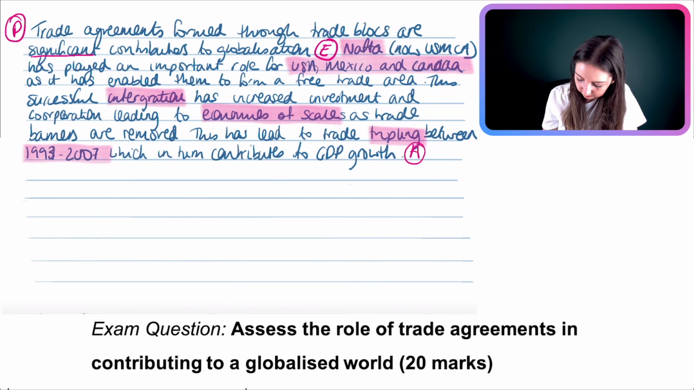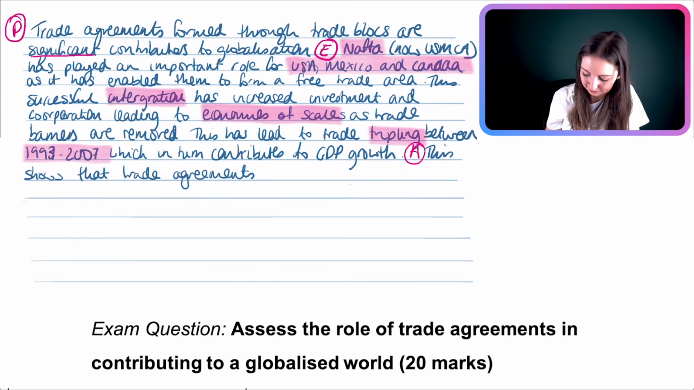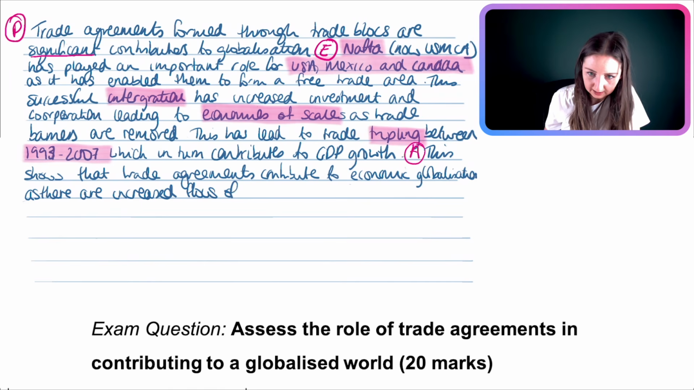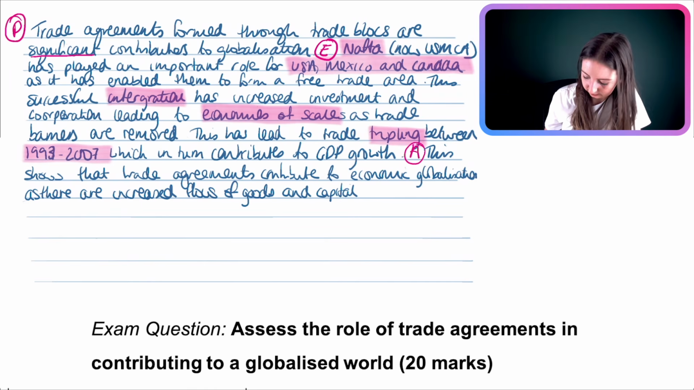But then what we need to do is we need to do our application. So why does that actually mean that it is leading to globalization? So this shows that trade agreements contribute to economic globalization as there are increased flows of goods and capital. Remember, globalization is about flows of goods, capital and people. So there's lots of different aspects of globalization, and this is what you should always consider if you're doing a question on globalization. This economic globalization as there are increased flows of goods and capital.